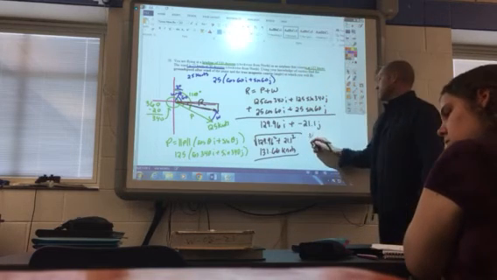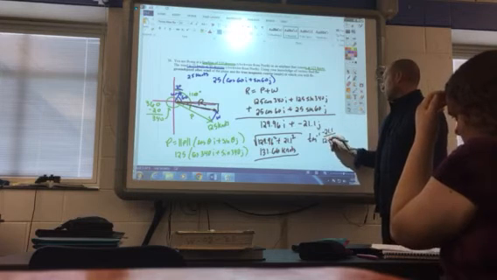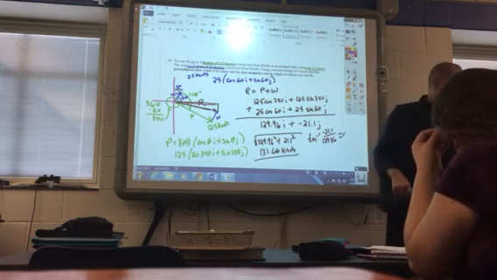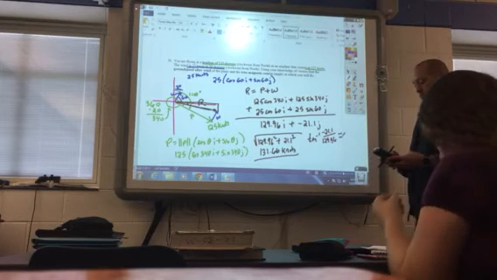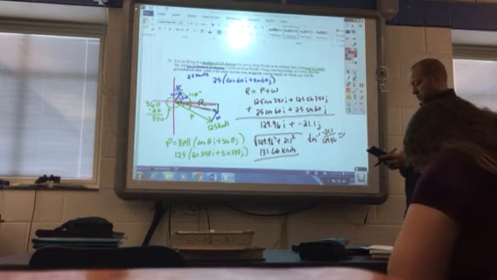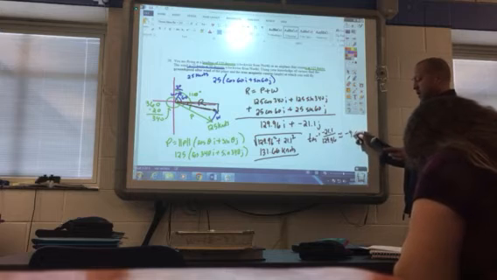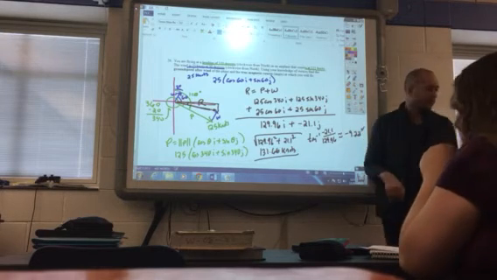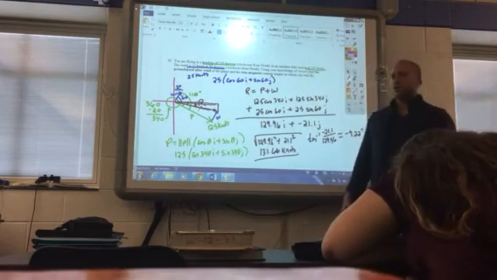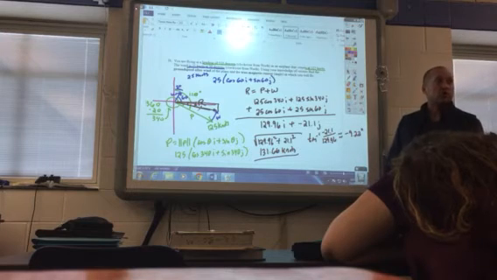So inverse tangent of negative 21.1 over 129.96. You want to already punch that in? Negative 9.22 degrees. That's this angle right here. How else could we write that angle? Or how should we write this angle?